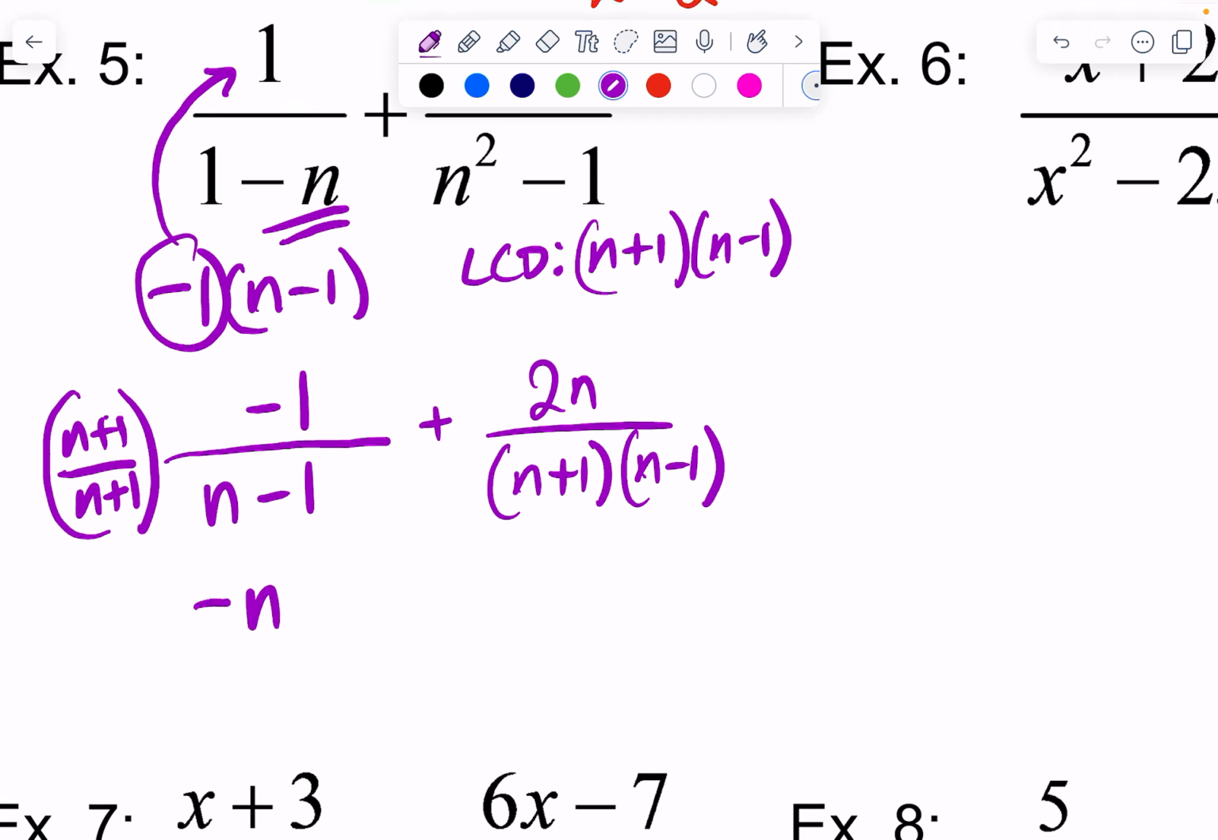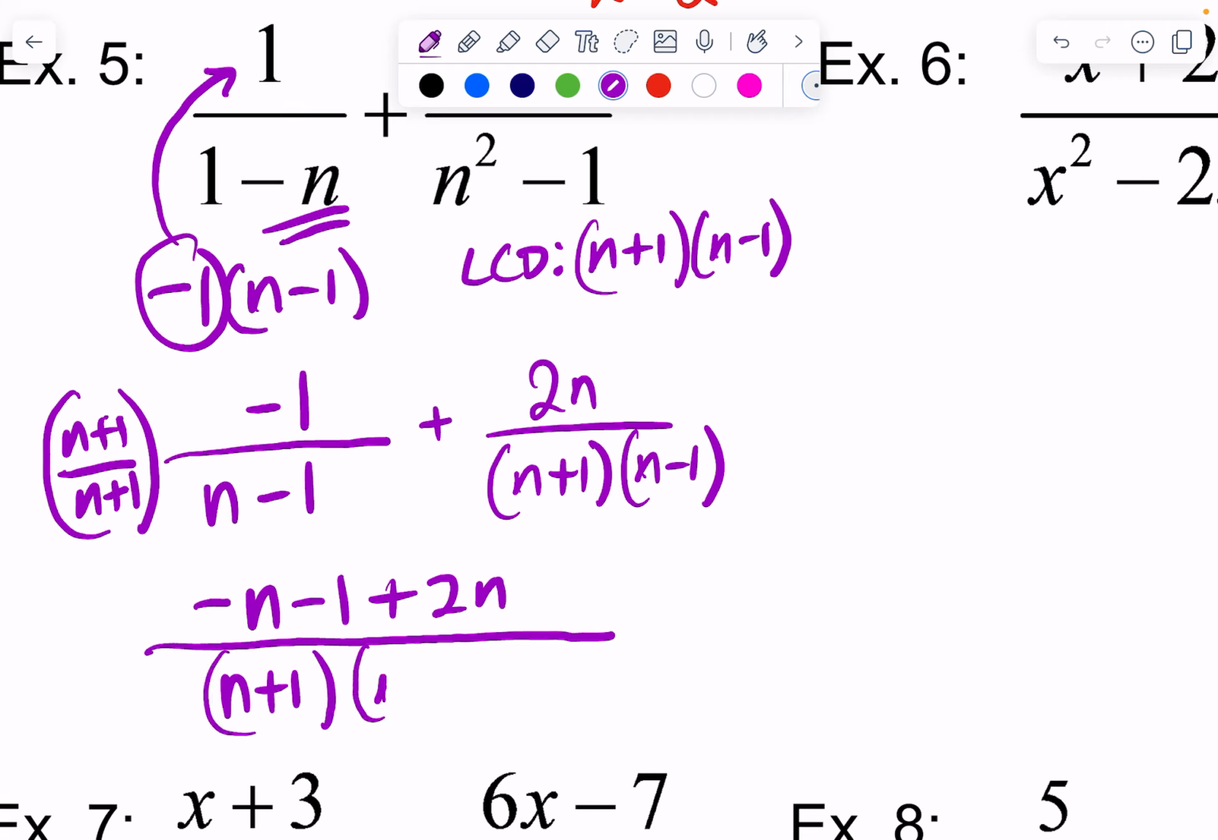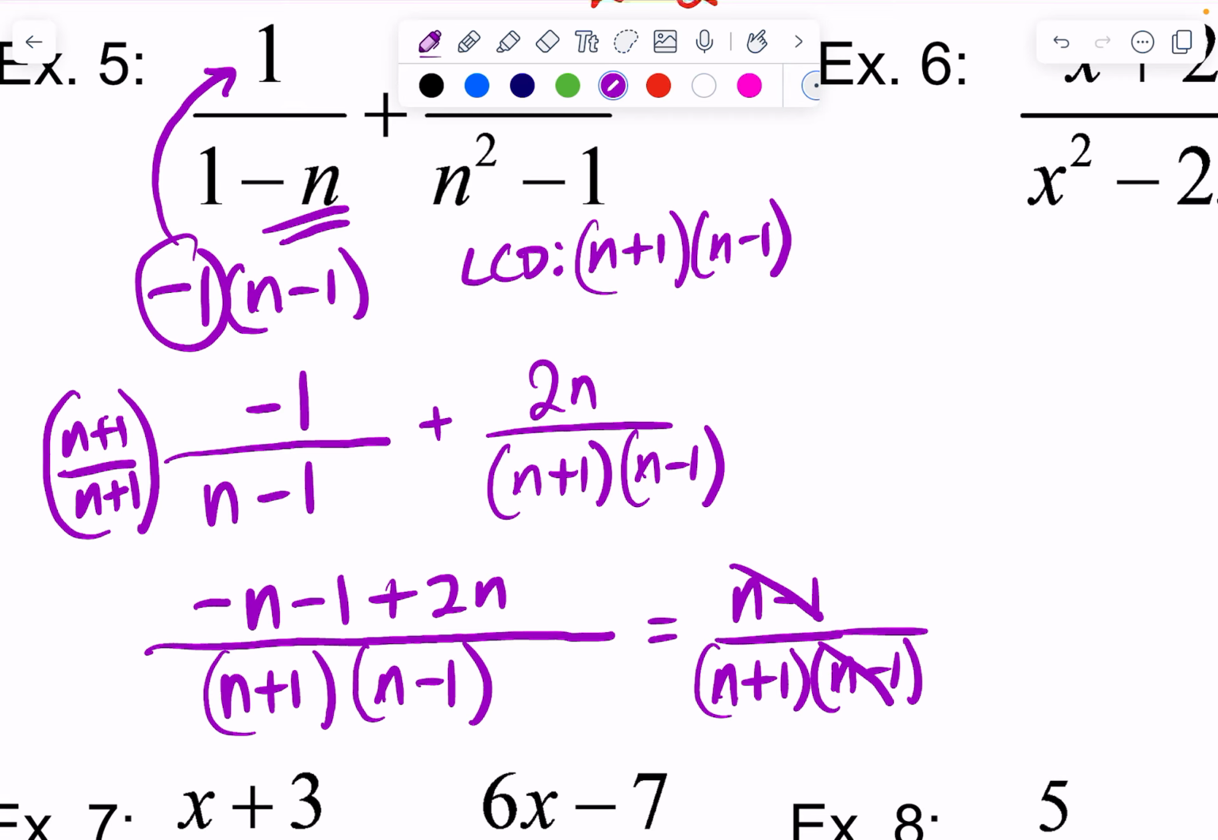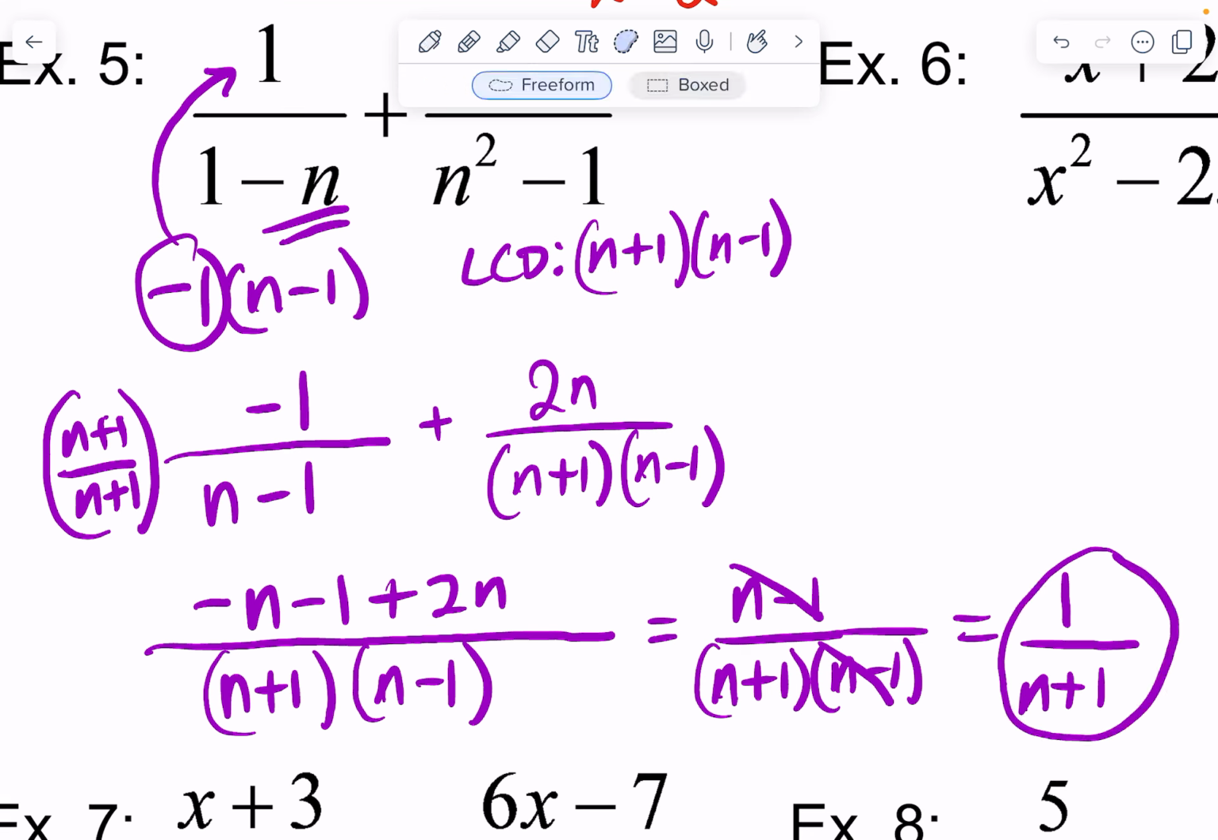This gives me negative n minus 1 plus 2n. I add all the numerators, and I keep it over the same denominator of (n + 1)(n - 1). Simplify, go ahead and combine like terms in the numerator, which will give me (n - 1) over (n + 1)(n - 1). The n minus 1's cancel, and I am left with 1 over (n + 1). Done. All right, let me go ahead and shrink this up to give us some space here.